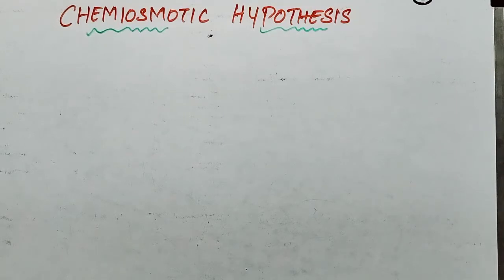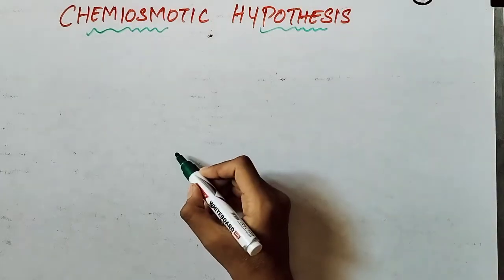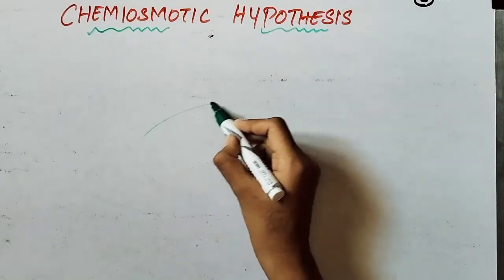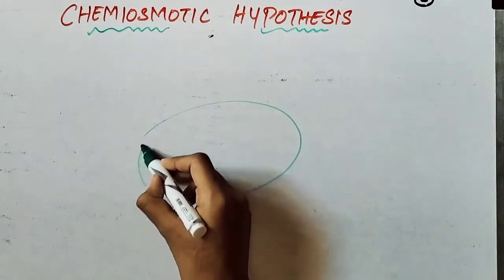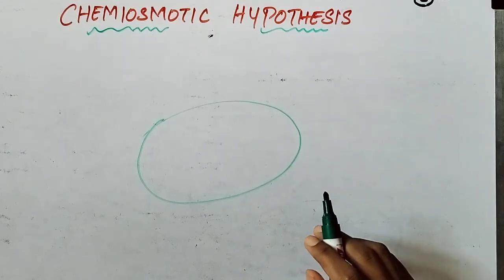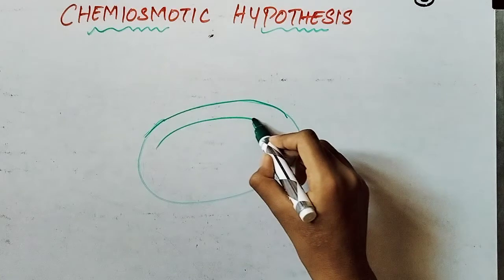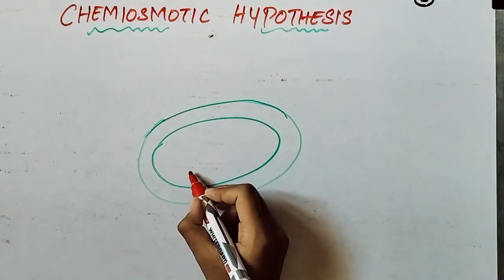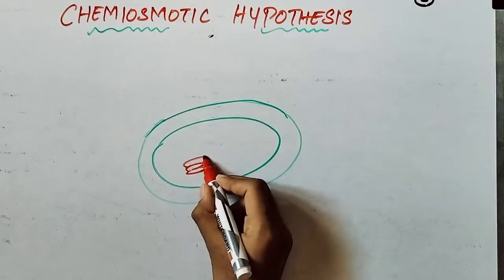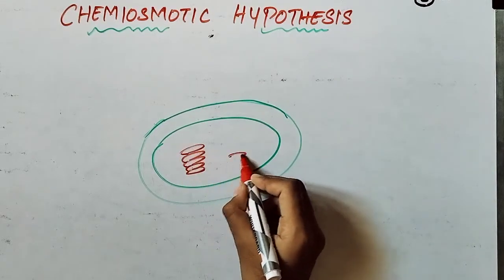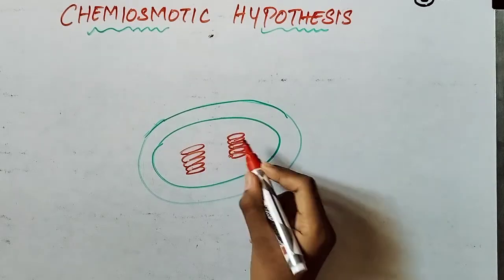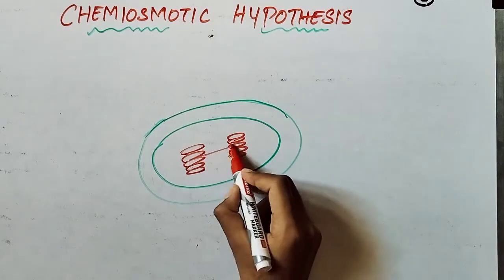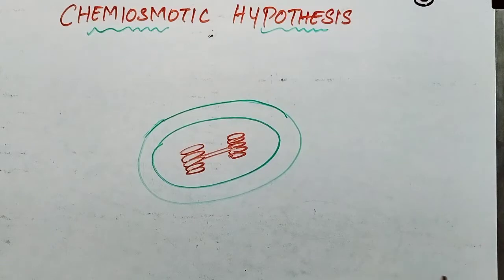Okay, let's start. In this chemiosmotic hypothesis, first we will start with the chloroplast. This is the chloroplast structure. Clear? Now, one more membrane. Then inside that we have thylakoids, a stack of coins, correct? And then they form grana, and the connecting part is the stroma lamella.